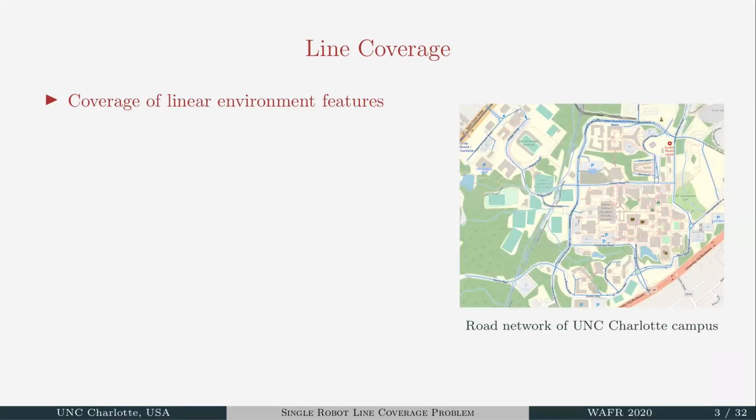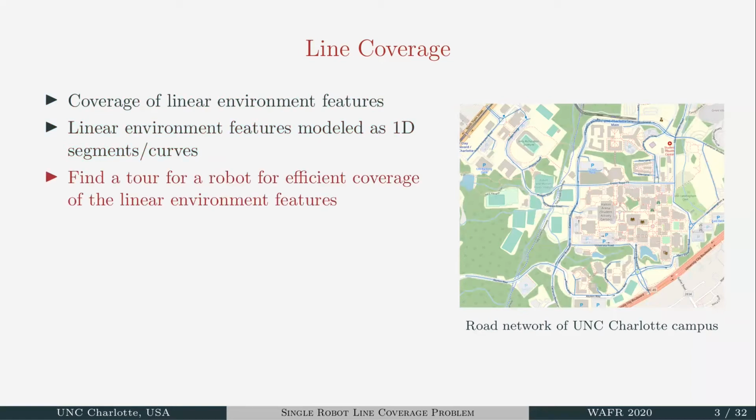Line coverage is coverage of linear environment features. For example, in the figure on the right, we show the UNC Charlotte campus road network, and the road network corresponds to the linear environment features. We model the linear environment features as 1D segments or curves, and the task is to find a tour for a robot for efficient coverage of the linear environment features. Applications include inspection of road networks, power lines, and oil and gas lines.